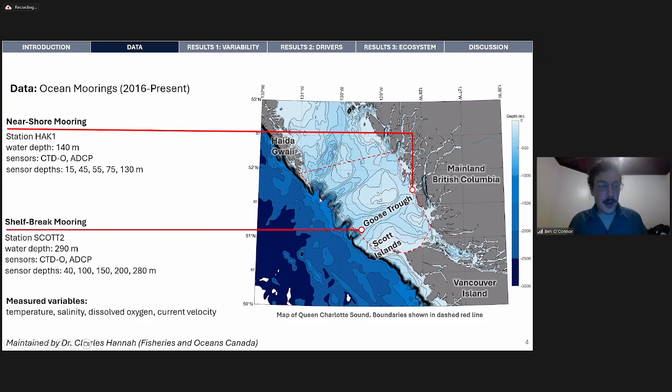And the second one is our shelf break mooring at Station Scott 2, located at the mouth of Goose Trough, just adjacent to the shelf break here. It's in deeper water than the nearshore, with sensors deployed at the depths listed here. Both moorings are equipped with a variety of CTDs, oxygen sensors, and acoustic Doppler current profilers, which allow us to record measurements of temperature, salinity, dissolved oxygen, and current velocity.